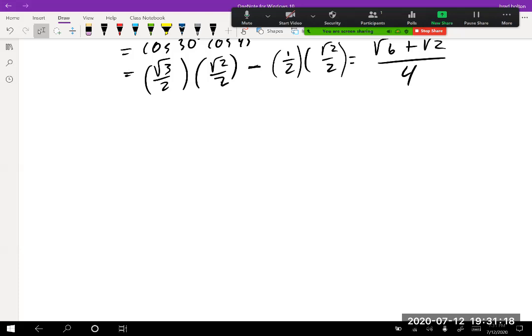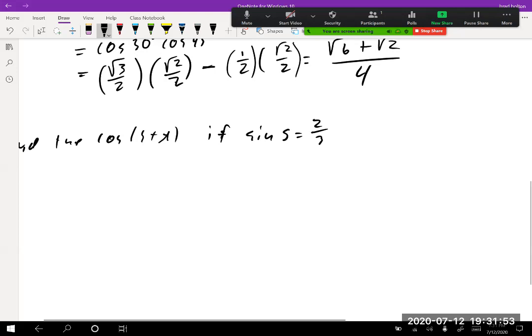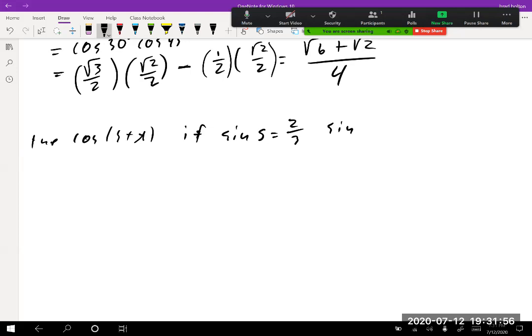Let's see here. There's also, I could ask you to find the cosine of s plus t when or if sine of s equals 2/3 and sine of t equals negative 1/3.